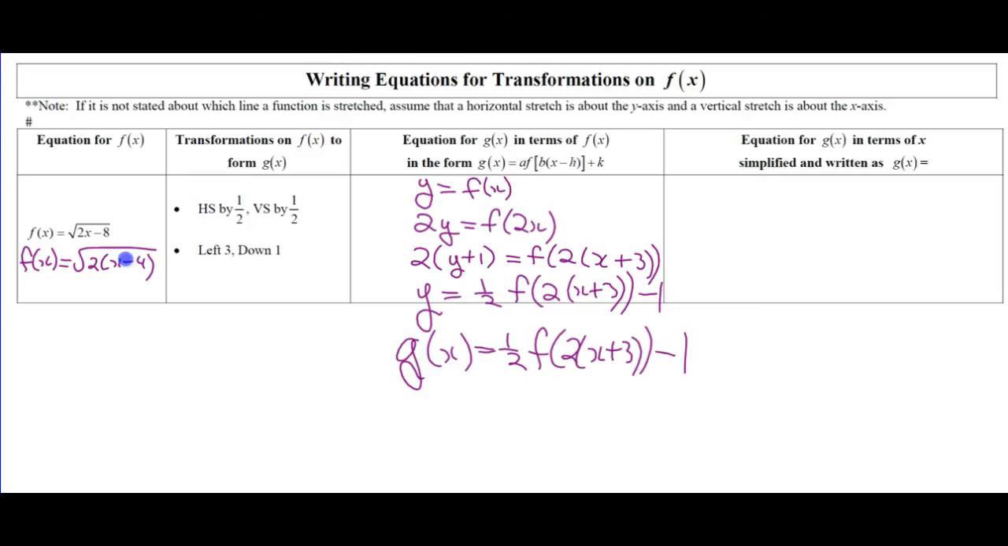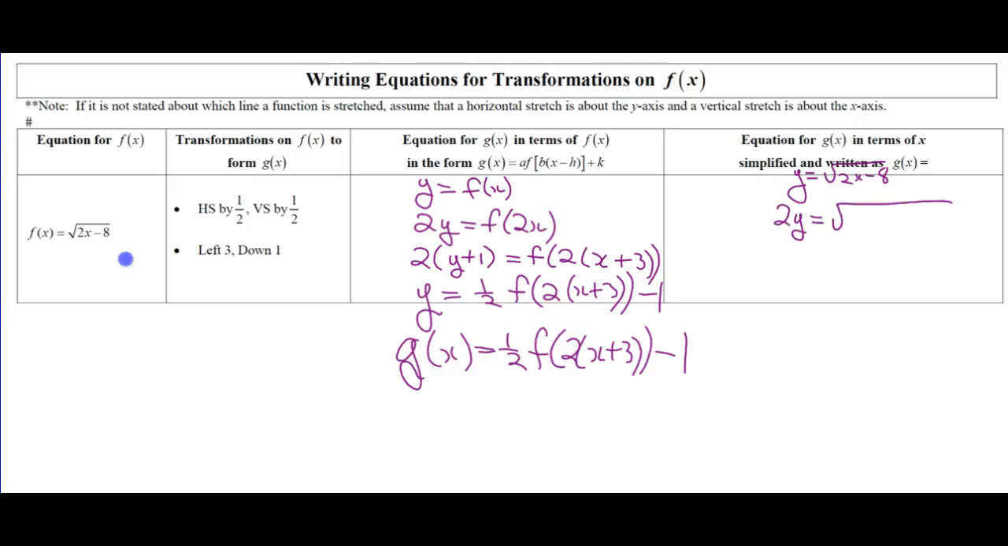Okay. Write the equation for g of x in terms of x, simplified and written as g of x. So now in terms of x, this one's written in terms of x. Actually, I'm going to take that out of there. Okay. So what we want to do now is, same deal, right? But now we're going to say, well, let's start with y. So write this as y is equal to the square root of 2x minus 8. So horizontal stretch by a half, y becomes 2y. So 2y is equal to the square root.